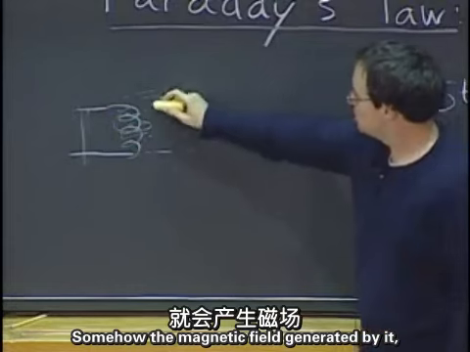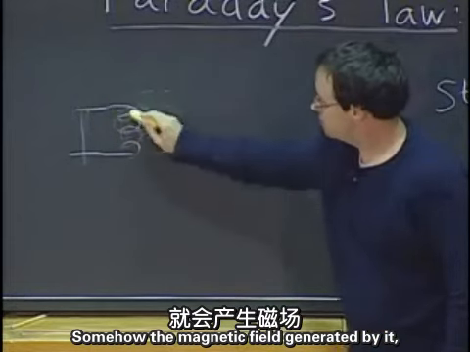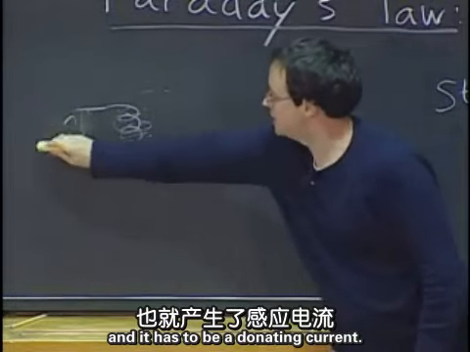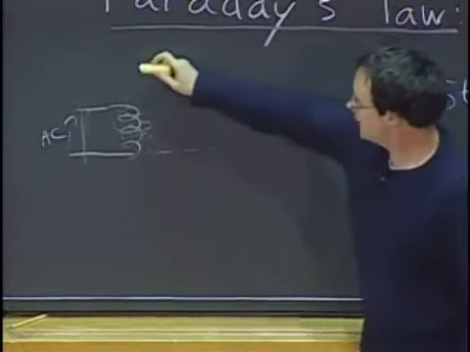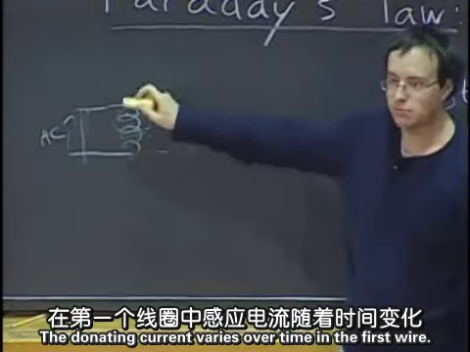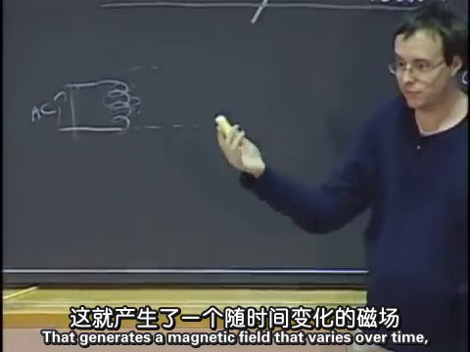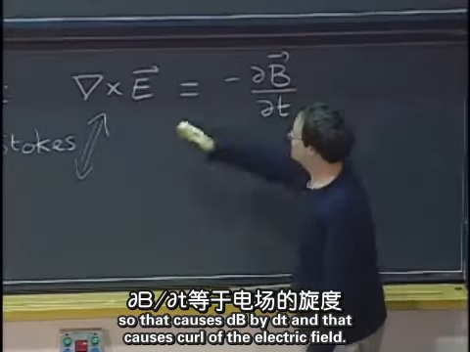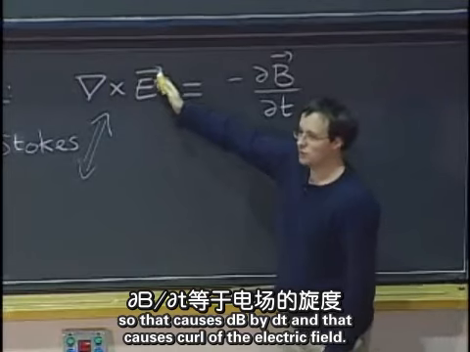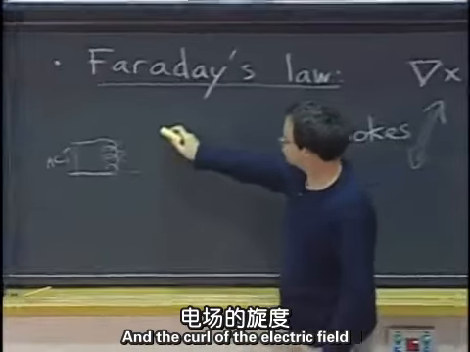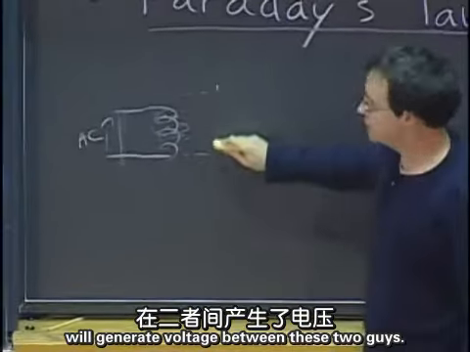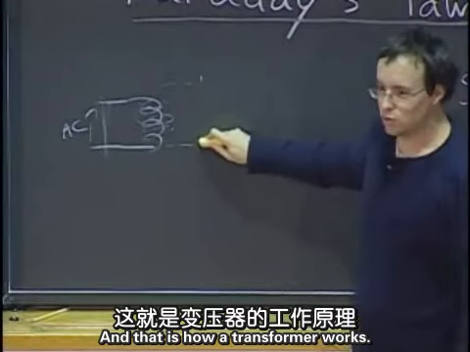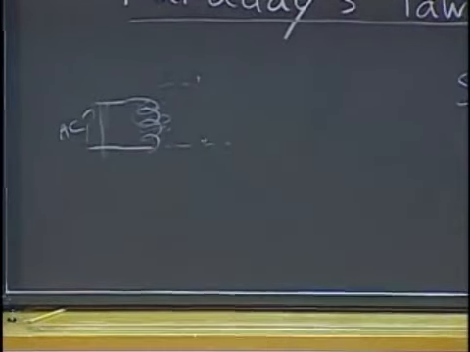And somehow the magnetic field generated by, so it has to be alternating current. The alternating current varies over time in the first wire, but generates a magnetic field that varies over time. So that causes dB by dt, and that causes curl of the electric field. And the curl of the electric field will generate voltage between these two guys. And that's how a transformer works. It uses Stokes' theorem.